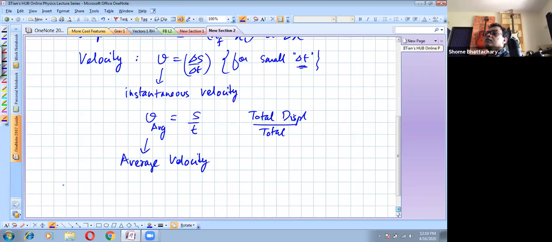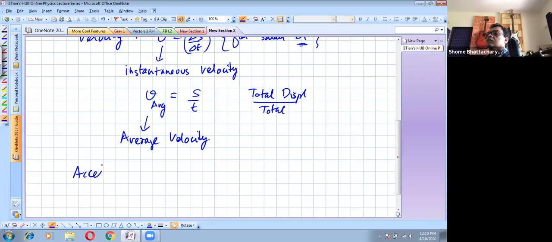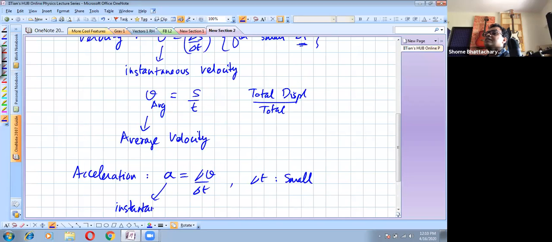Okay. And then we had the final parameter, which was acceleration, which we denote with the symbol a. Once again, acceleration as an instantaneous quantity is defined as delta V by delta T, where again delta T should be very small, a small interval of time, in which case the acceleration becomes what we call the instantaneous acceleration, or the acceleration at that particular moment.